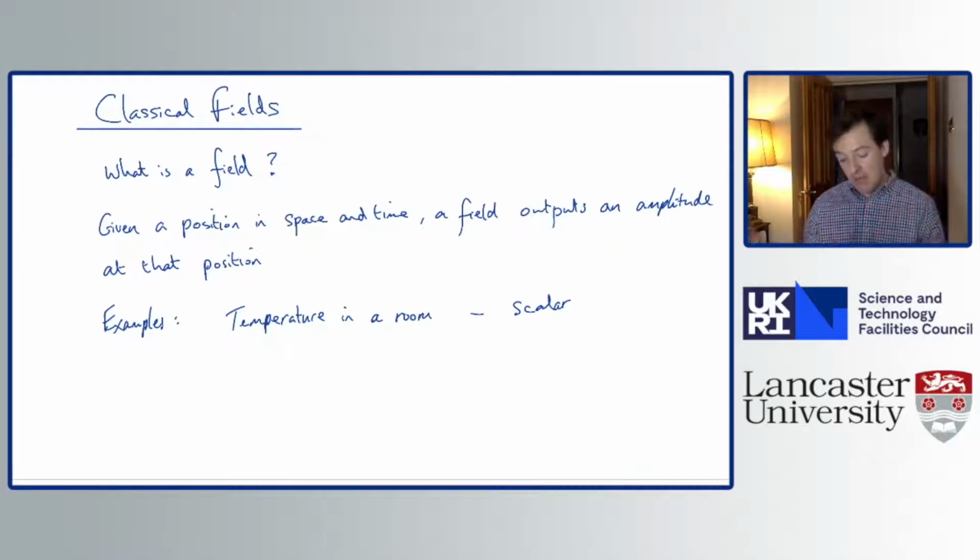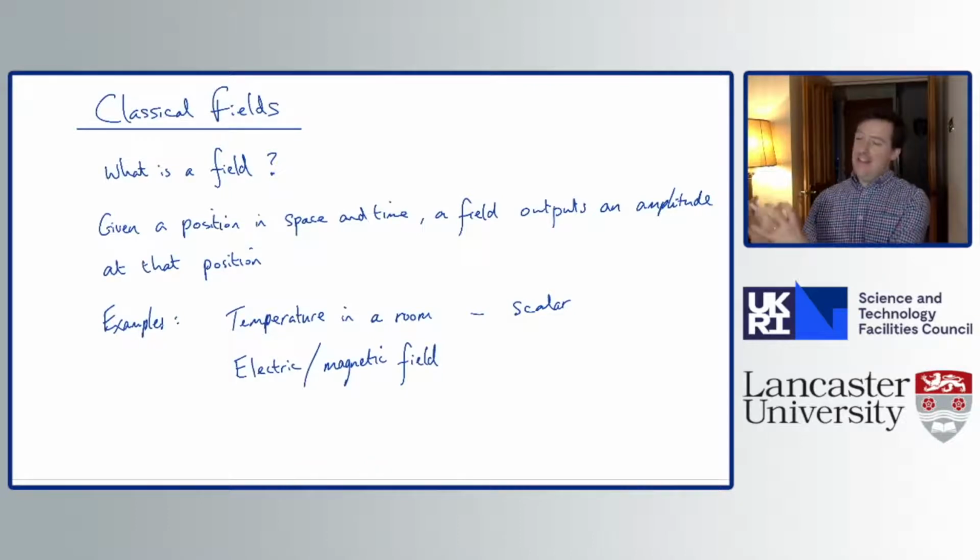But there are other types of fields you've met in physics which are not just scalars. I guess the most obvious examples are electric or magnetic fields. Again, given some coordinates, some point in space and time, the field tells you about something at that position, but for electric and magnetic fields, the thing it tells you about is a vector quantity. It tells you the three values of the electric field, for example: Ex, Ey, and Ez.